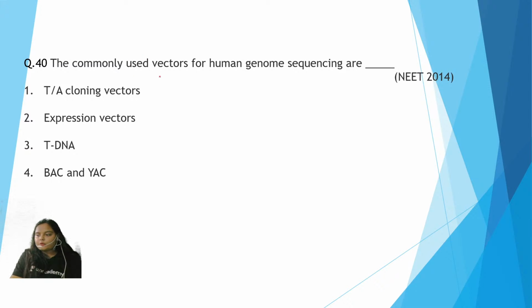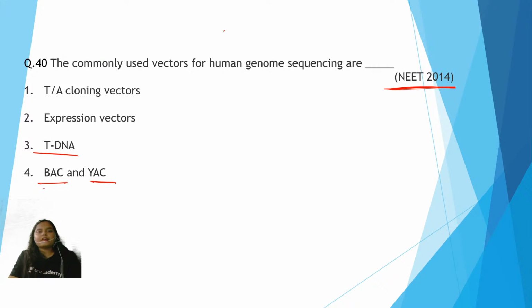The commonly used vectors for human genome sequencing are TA cloning vector, expression vector, tDNA, or BAC and YAC. So BAC and YAC. Who knows the full form of this BAC and YAC? This is tumor DNA, right? So what are the commonly used vectors for human genome sequencing, guys? This was asked in NEET 2014.